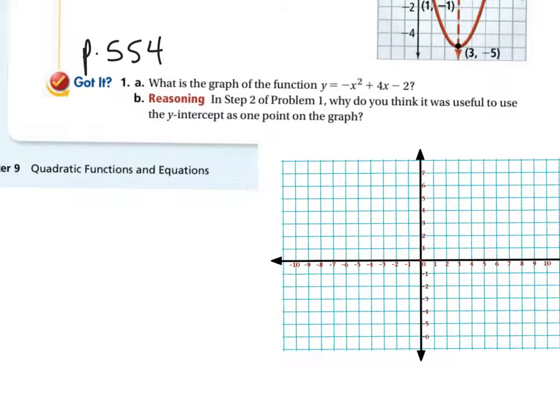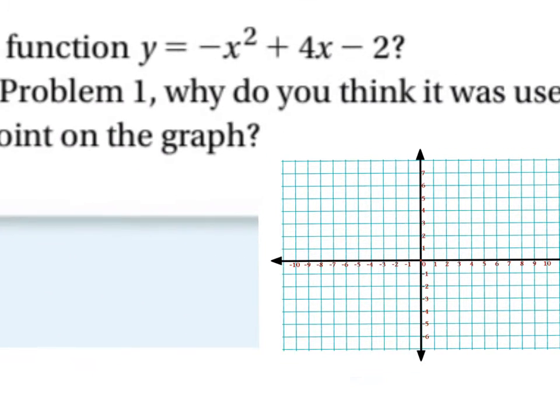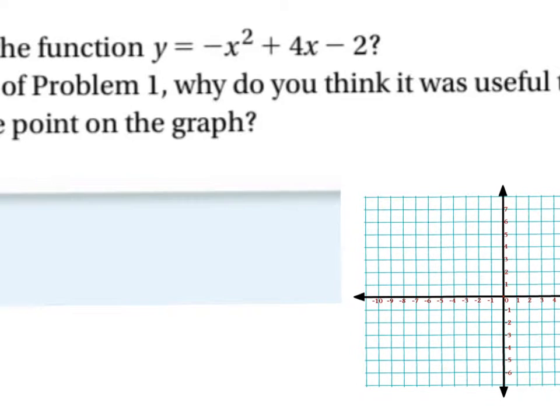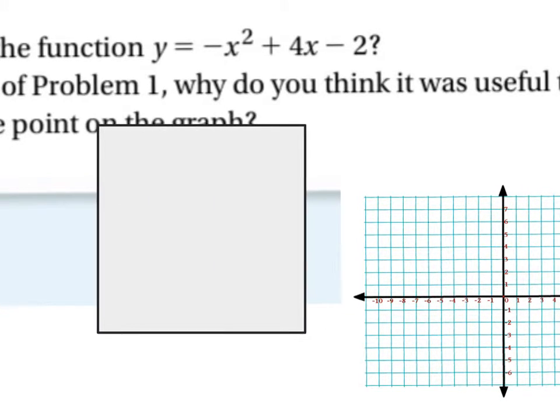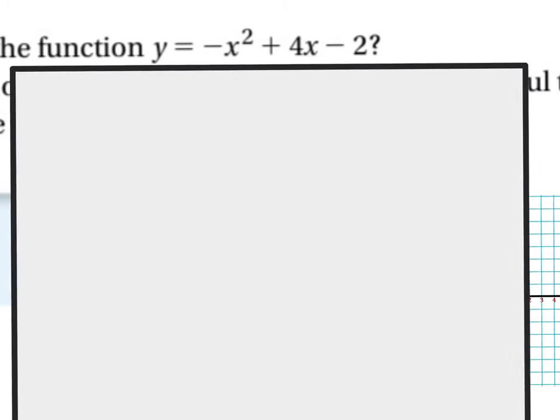Continuing lesson 9.2 on quadratic functions, page 554, number 1. They want us to graph this function. So once again, what's different on this equation than what we've been dealing with is that we have that x term, that middle term, that's going to shift our line of symmetry.